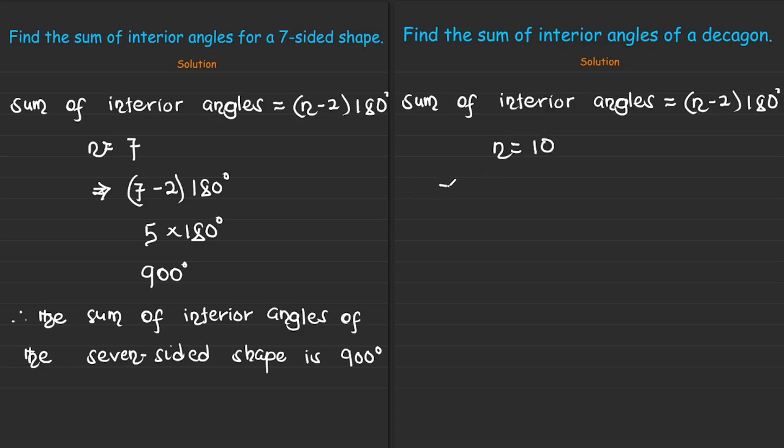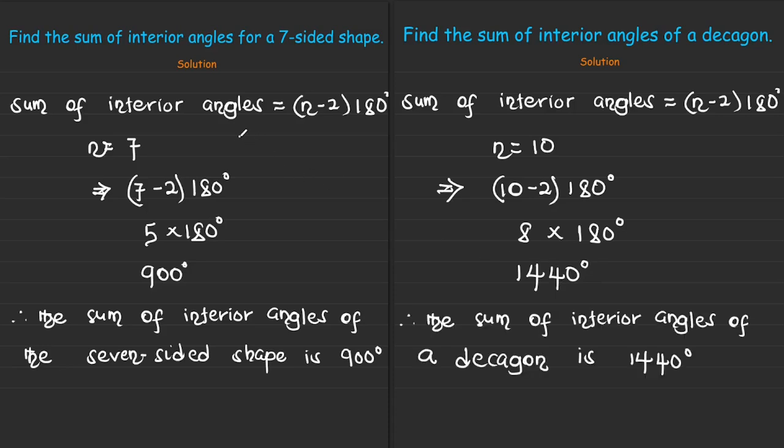So substituting, it simply implies that we have 10 minus 2 then times the 180 degrees. 10 minus 2 gives us an 8. So we have 8 times 180 degrees. 8 times 180 gives us 1440. So it simply means the sum of interior angles of a decagon, if we add all the interior angles of a decagon, we are going to get 1440.